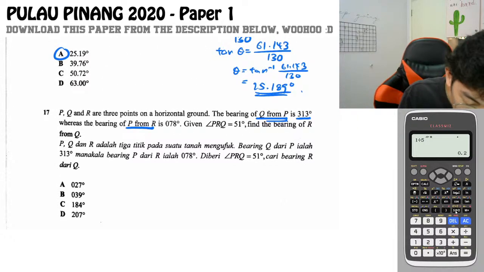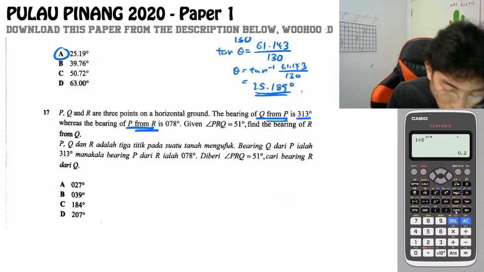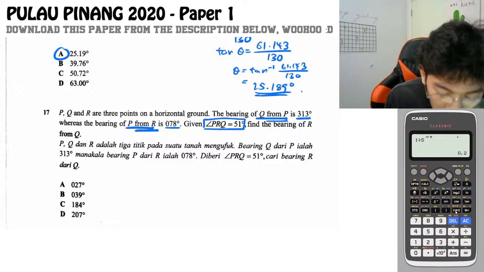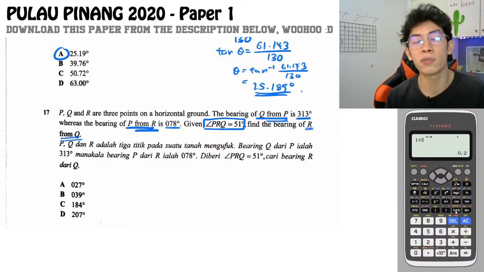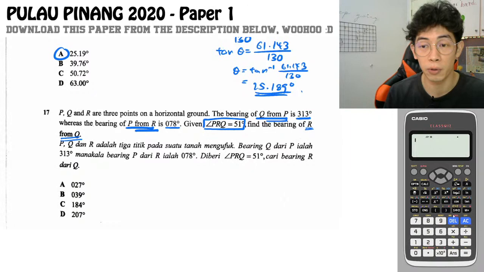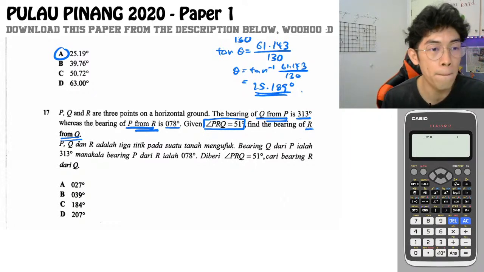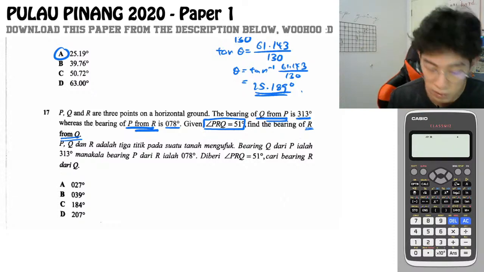Come back here. So it says from P from R, 78. Given that angle PRQ is 51, this is how I look at it. By the way, the final question says from Q. In my class, I always tell students bearing most of the time you can guess, and this question actually can be guessed, but let me picture out the whole thing first. So you see how it works.